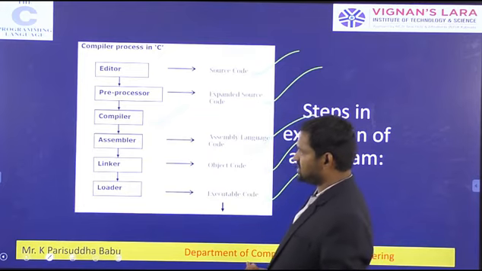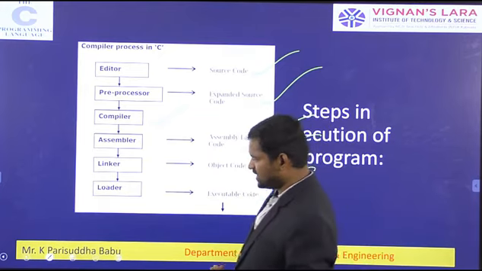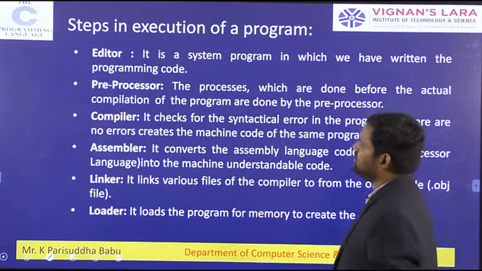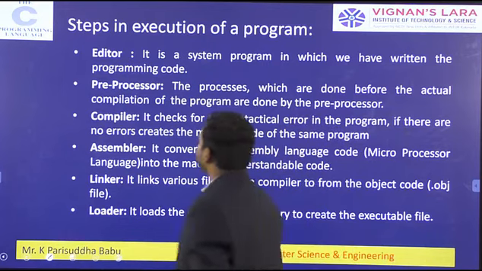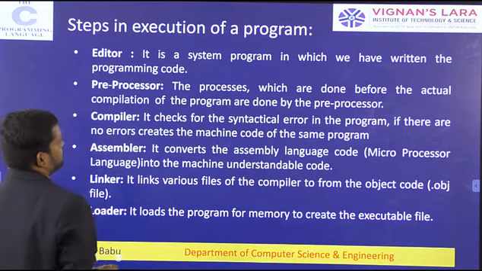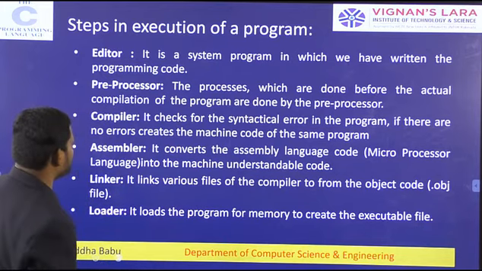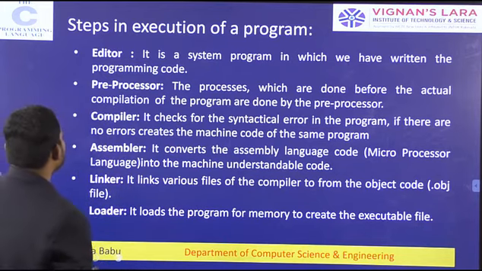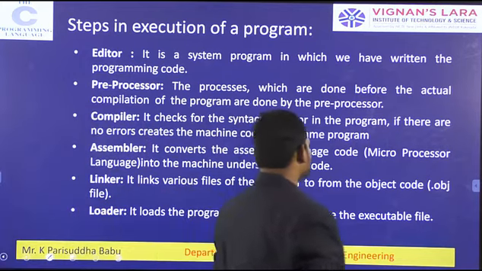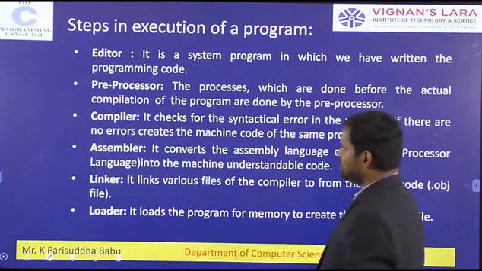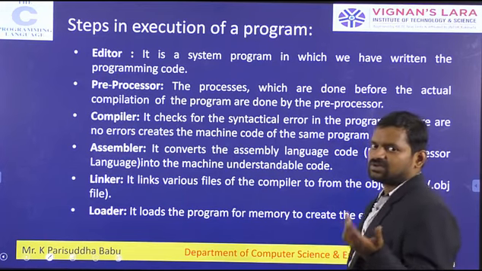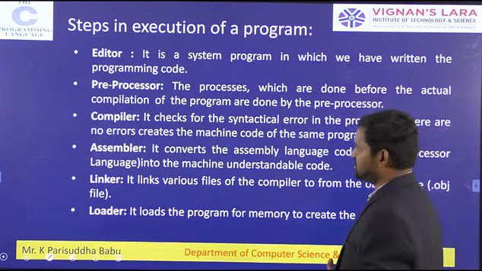Editor, preprocessor, compiler, assembler, linker, all are programs. What does the editor do? The editor is a system program in which we write the programming code. The preprocessor performs the processes that are done before the actual compilation of the program.